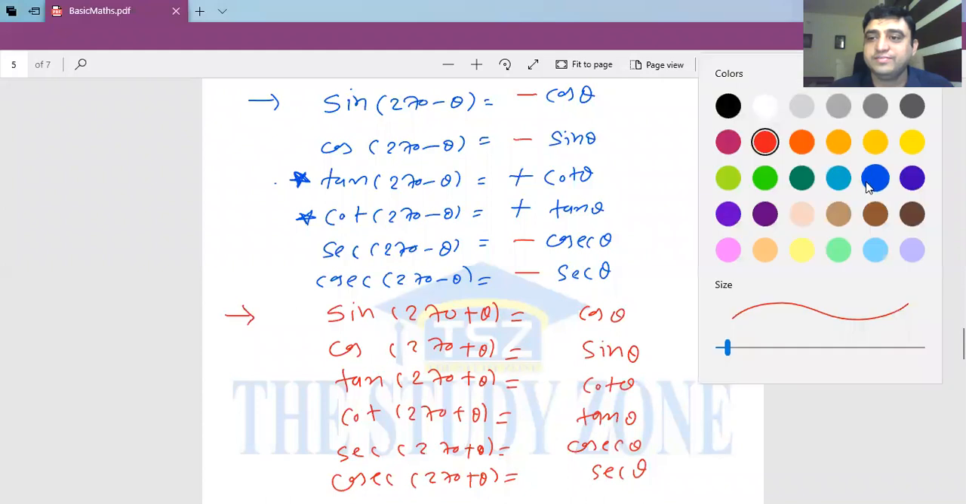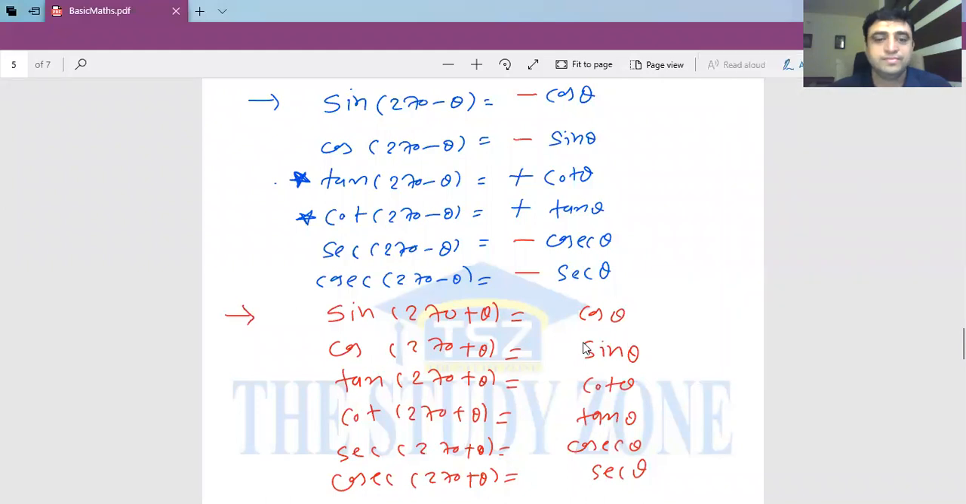Fine, everybody? Now this is for fourth quadrant. In fourth quadrant, cos is plus, positive, and the reciprocal of cos, that is sec, is positive. So we have positive sign here and here. It means negative sign for this, this, this, and this.